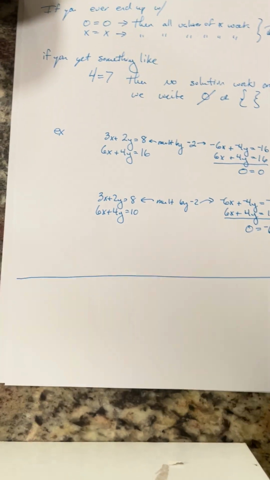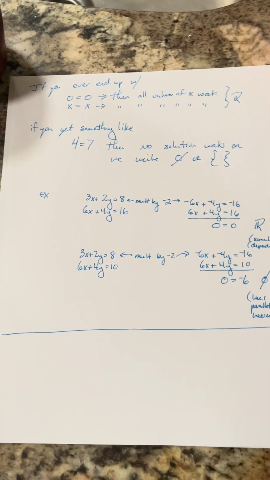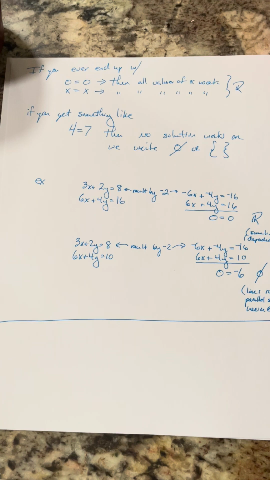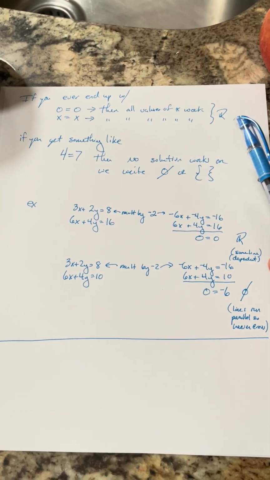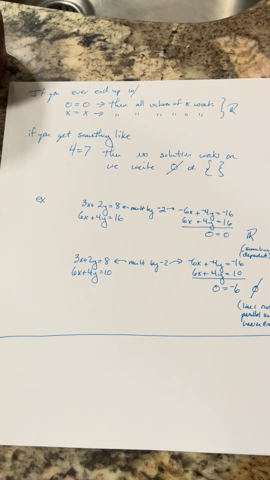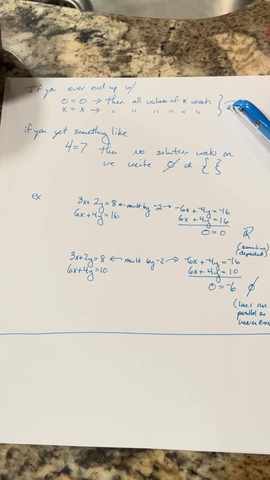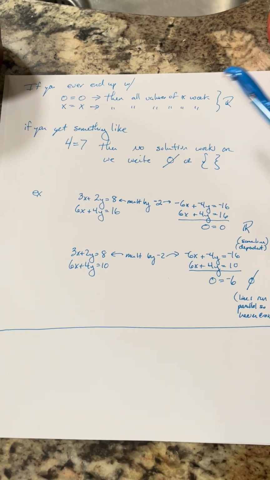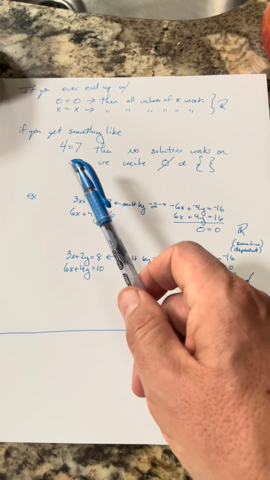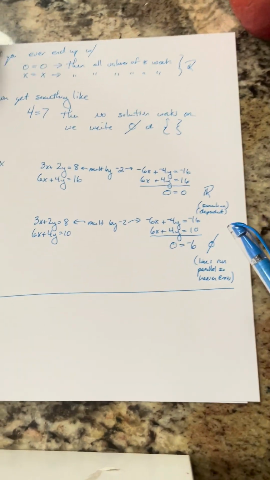Now, there are 3 things that lines can do. They can cross, which is what we just had, but you can end up getting something like 0 equals 0 or x equals x. And what that means is the 2 lines are the same. And no matter where you are, all the values work. So your answer is actually all real numbers. If you get something like 4 equals 7, then there's no solution. They never cross.